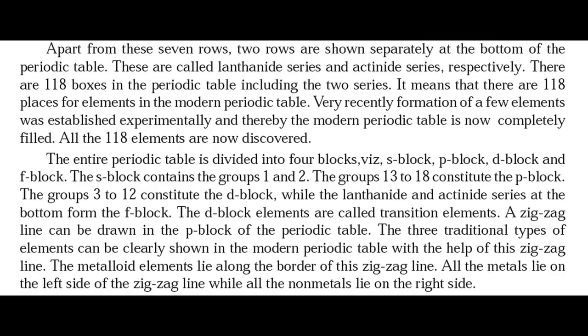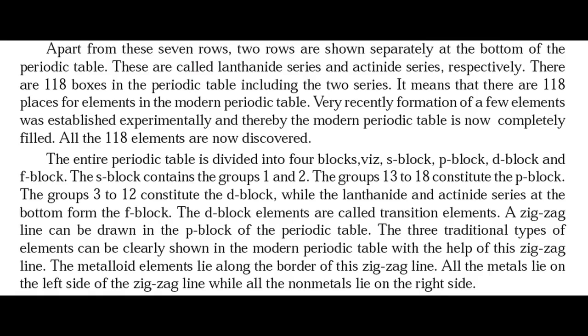The entire periodic table is divided into 4 blocks, and they are called the S block, P block, D block, and F block. The S block contains groups 1 and 2. Groups 13 to 18 come under the P block. Groups 3 to 12 come under the D block, while the lanthanide and actinide series at the bottom form the F block. The D block elements are called transition elements.